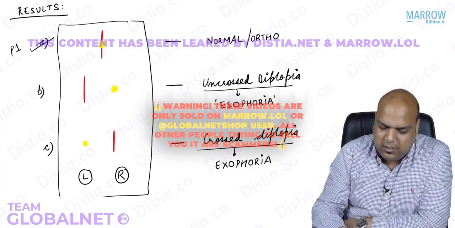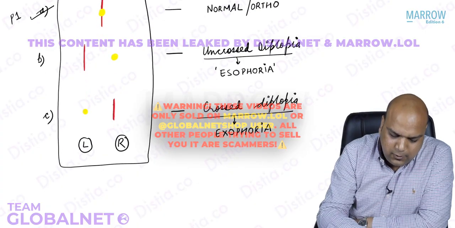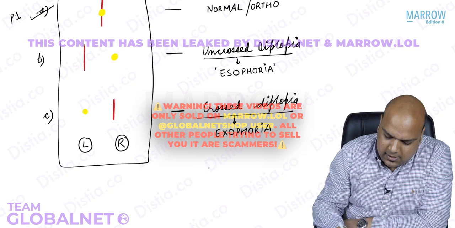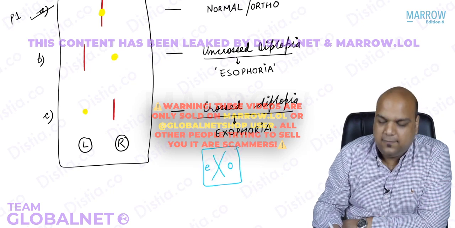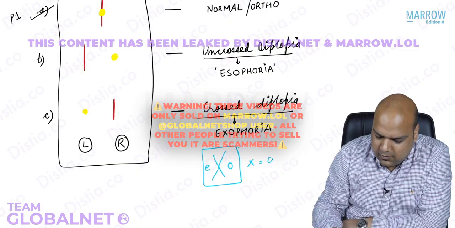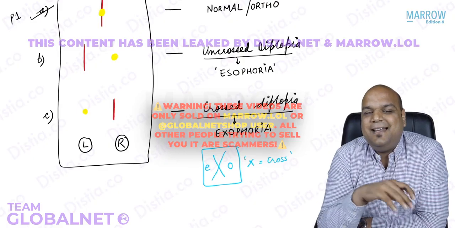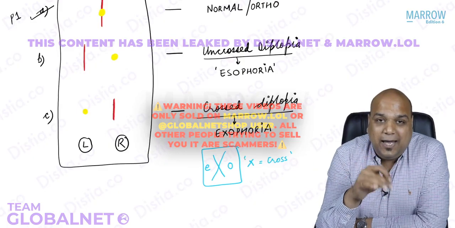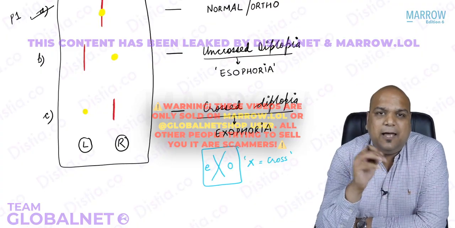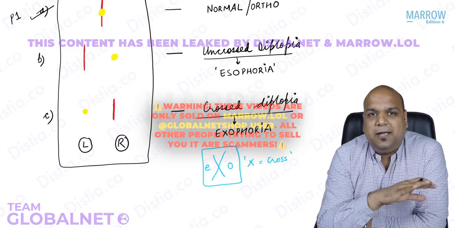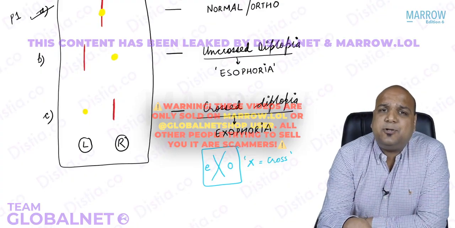Along with that, please remember uncrossed ESO, crossed EXO. A very simple trick to remember I can say is, if I write EXO, can I say X is equal to cross? Okay. So very simple way to learn that X means cross. So EXO will have crossed diplopia and ESO will have uncrossed diplopia. Am I making myself very clear here, everybody? Yes. And that's all about my simple test, Maddox rod test.